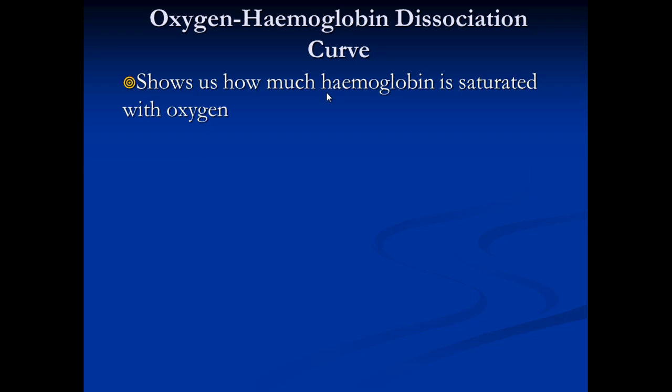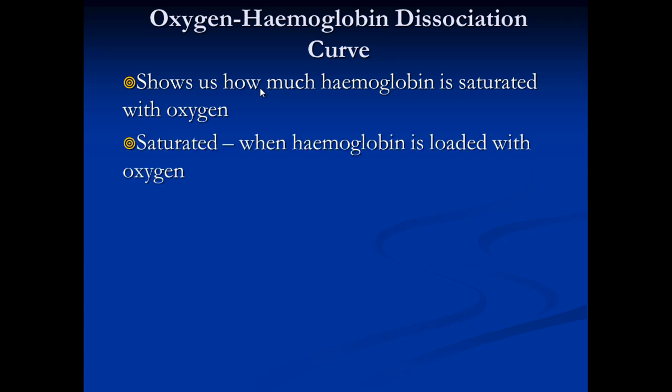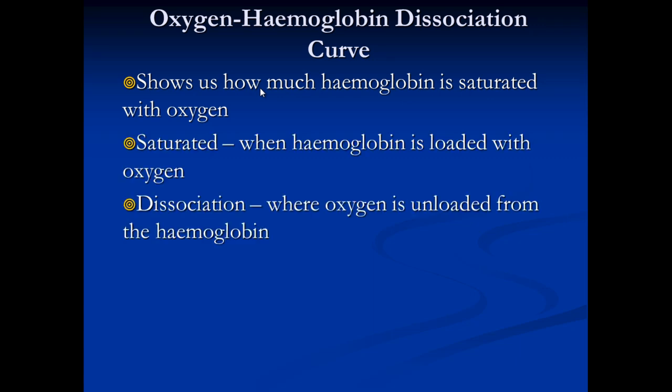And so what the curve actually shows us is how much the hemoglobin is saturated, and by saturated, how much it is filled up. It's usually represented as a percentage, so 100% is fully saturated, and 0% obviously means it hasn't got any oxygen attached to it at all. Dissociation basically means where the oxygen is removed from the hemoglobin, so where it unattaches.